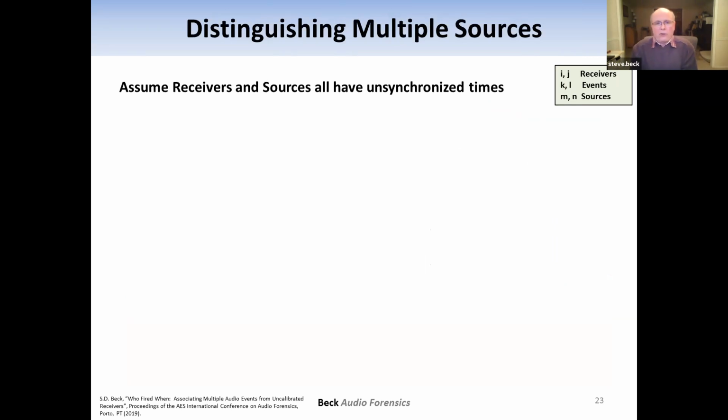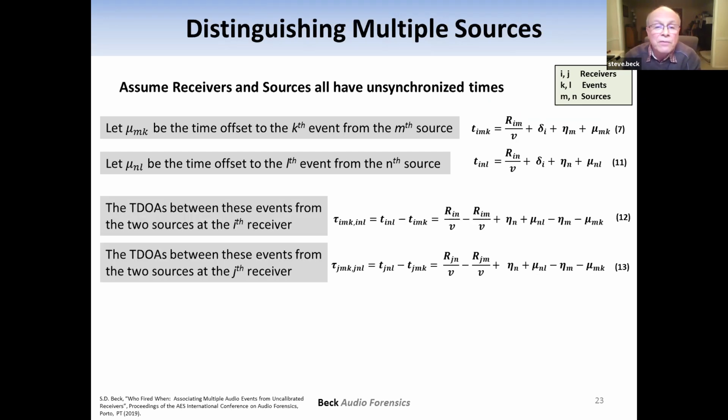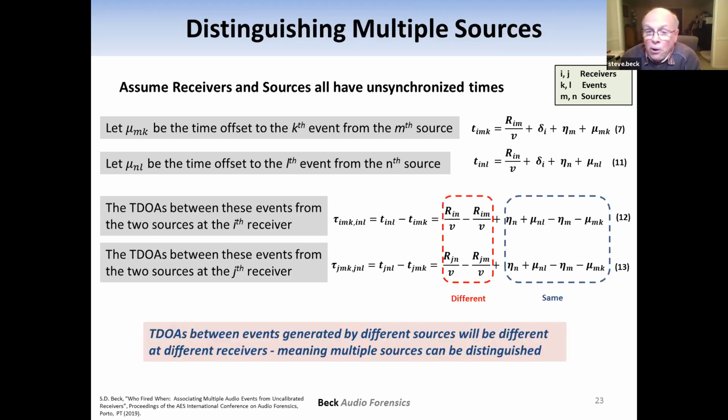Now, I also figured out that you can distinguish multiple sources. So I can again look at these time offsets from different events from different sources, looking at them at different receivers, and lo and behold, part of these expressions are the same, but part of them are different. And what that means is that these time differences of arrival that you can measure, generated by different sources, will be different at different receivers. That means you can distinguish them.